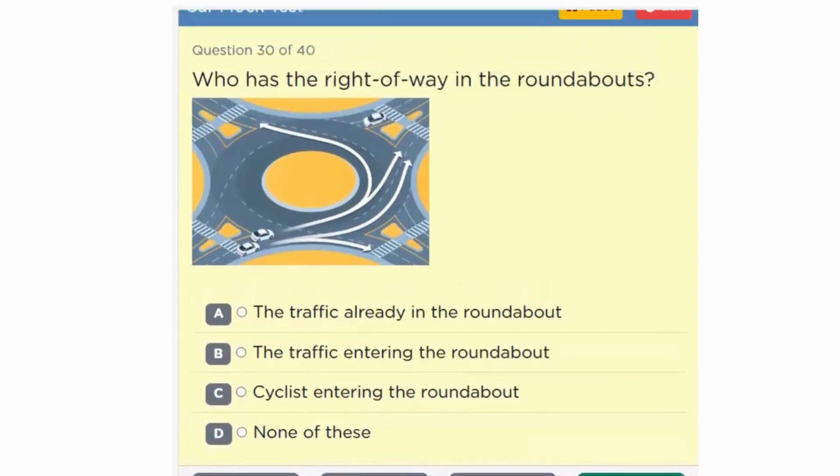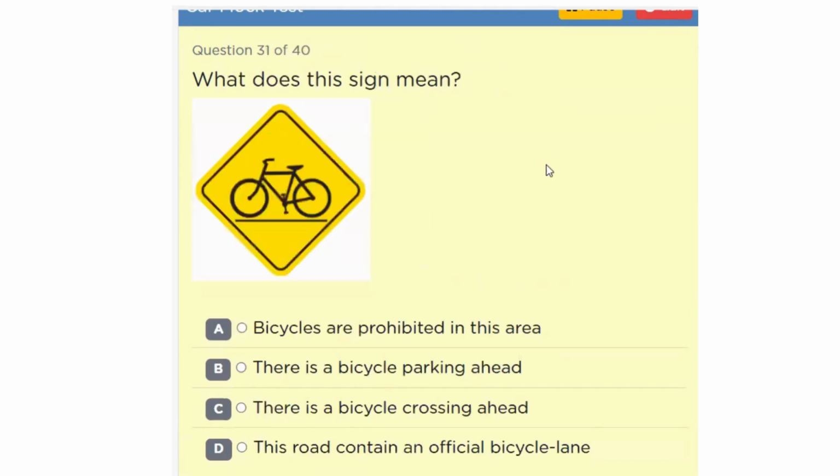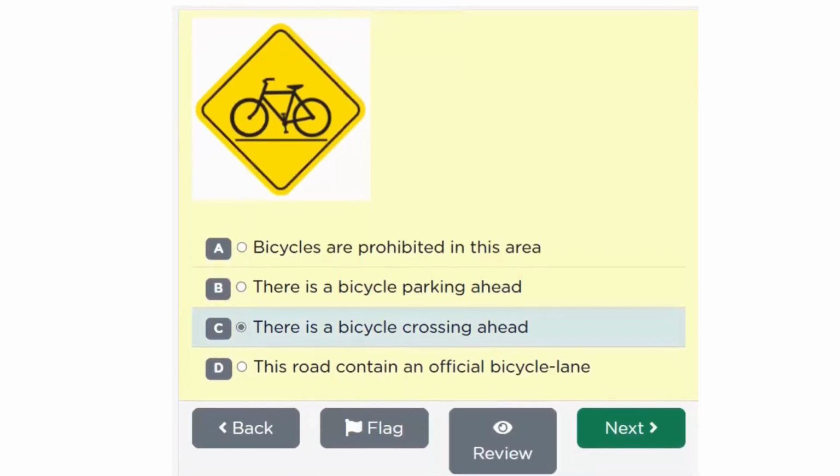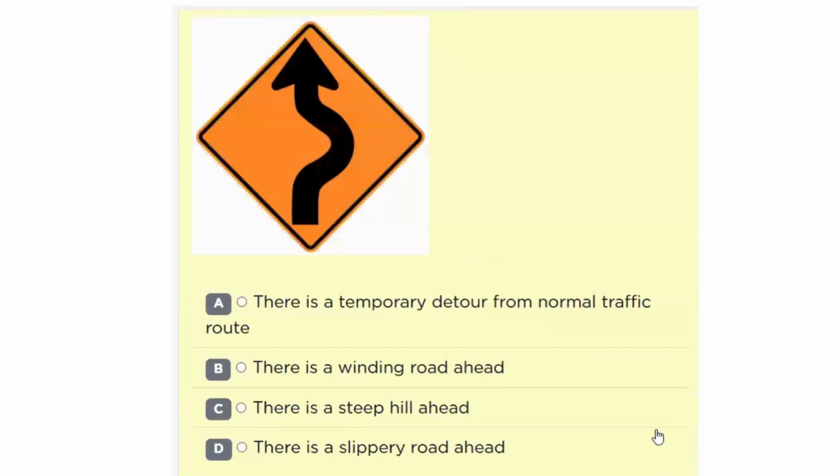The traffic already in. Who has the right of way in the roundabouts? I think for that. What does this sign mean? It's not prohibition. Parking, crossing, most likely this one. I don't think I'm going to pass this test.